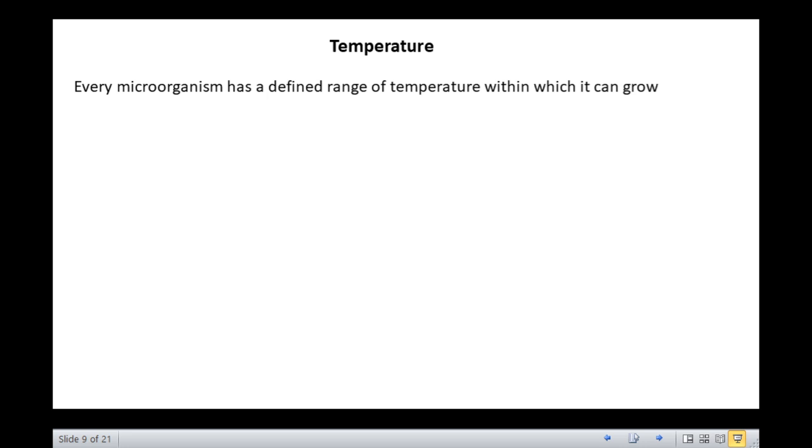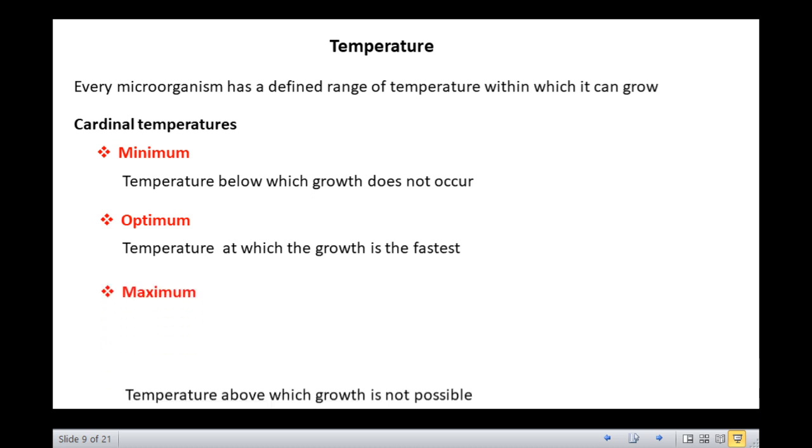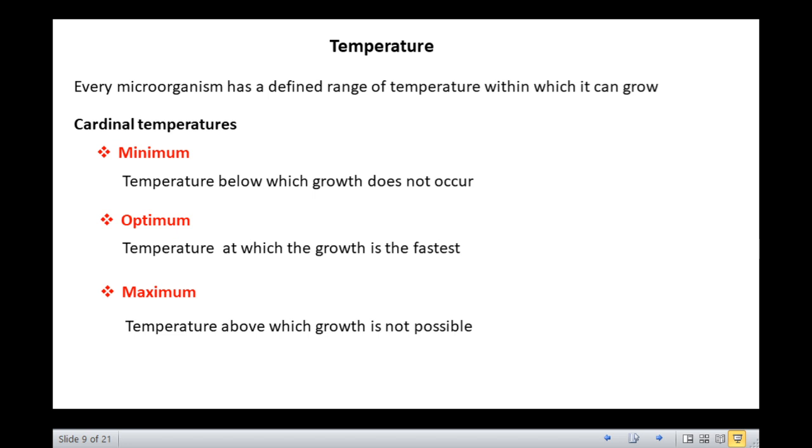Within the temperature range, there are the cardinal temperatures. These are the minimum temperature, the temperature below which growth does not occur. The second is the optimum temperature, the temperature at which growth is the fastest, and the maximum temperature, the temperature above which growth is not possible. The maximum temperature is rarely the optimum temperature, and the optimum is almost always a few degrees cooler.